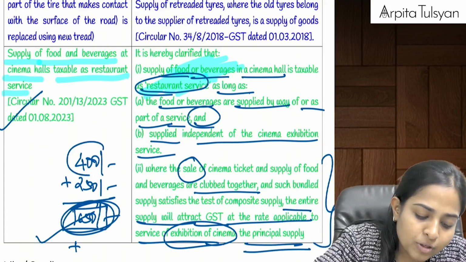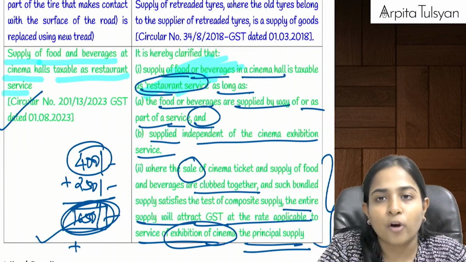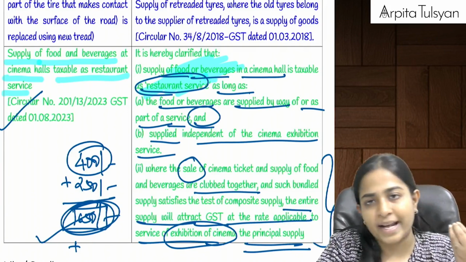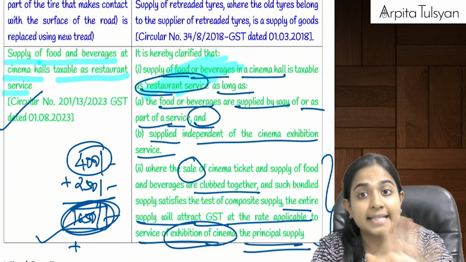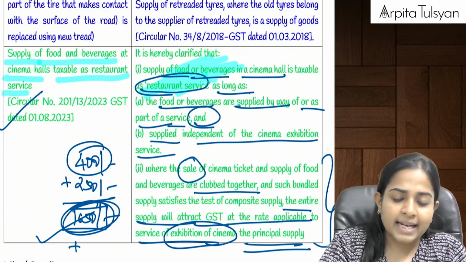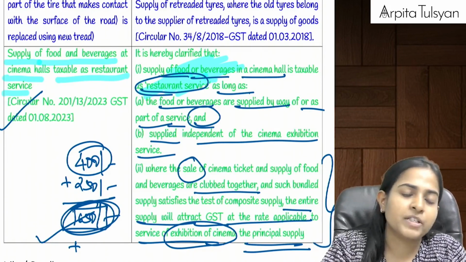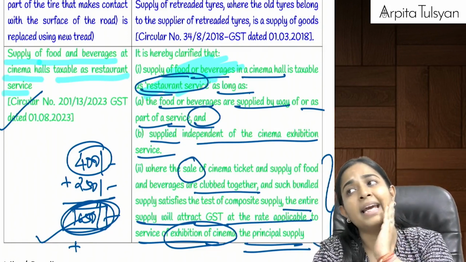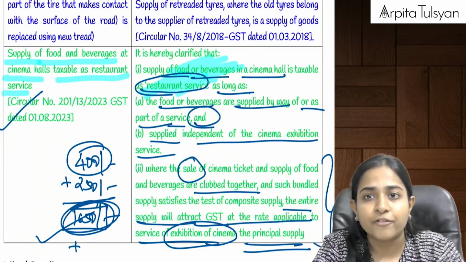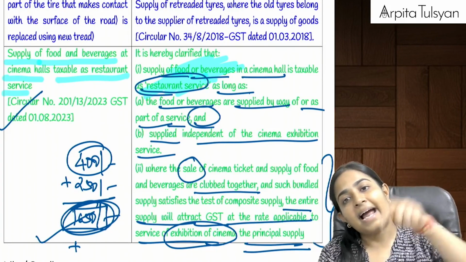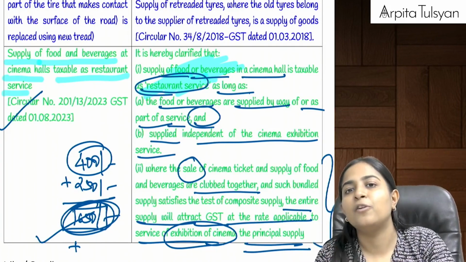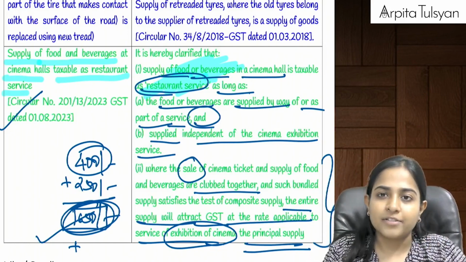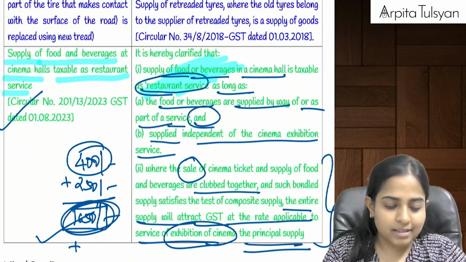Now suppose you first purchase tickets from Book My Show, and for that they have charged you 400. So 400 will be taxable at, let's say, 18%, which is the GST rate on exhibition of cinema. Then when you go to the cinema hall, if you feel hungry and plan to have one samosa of 150 rupees, for example, at that time when they are providing you this 150 rupees service, it will be taxable at the rate of restaurant service. Are you clear with this?